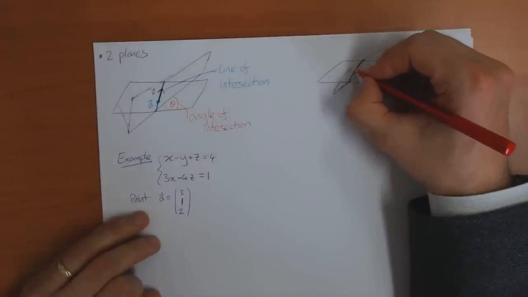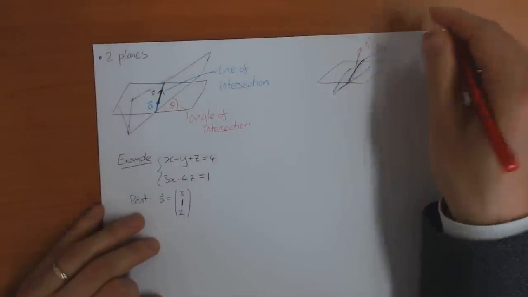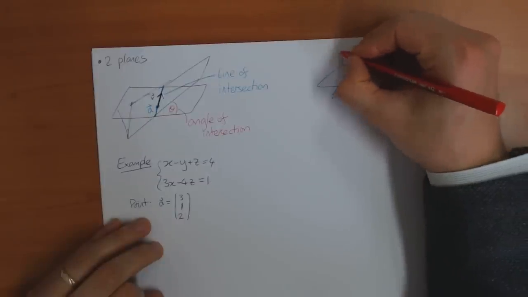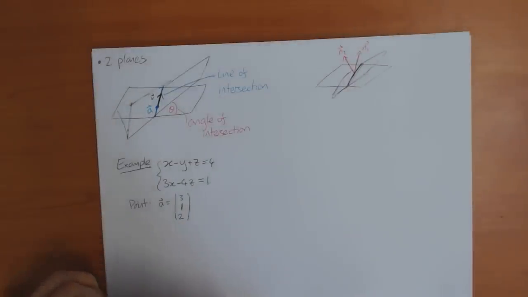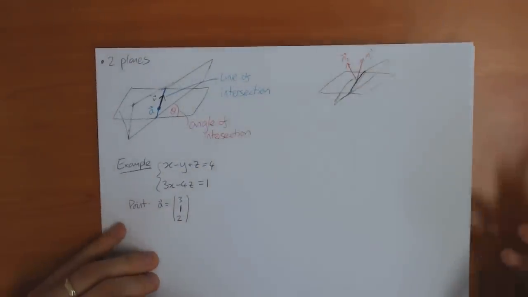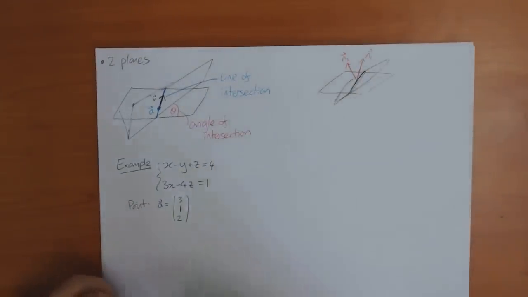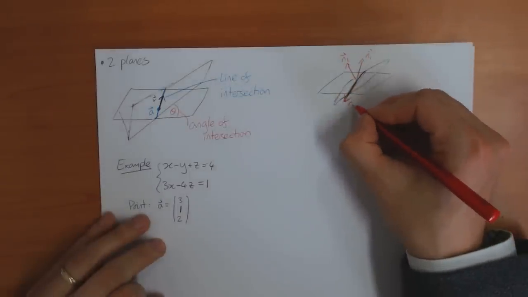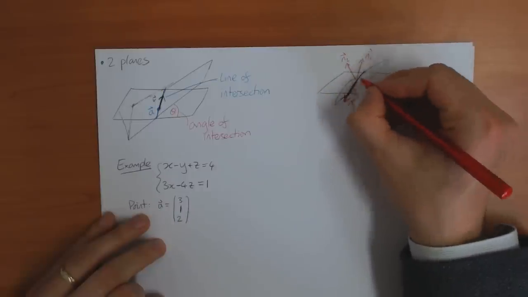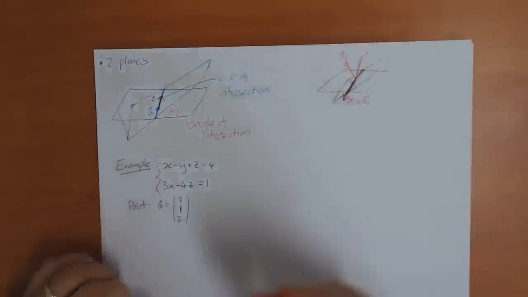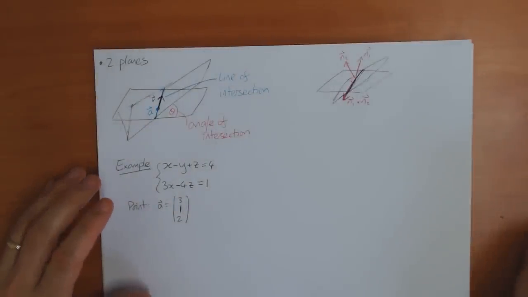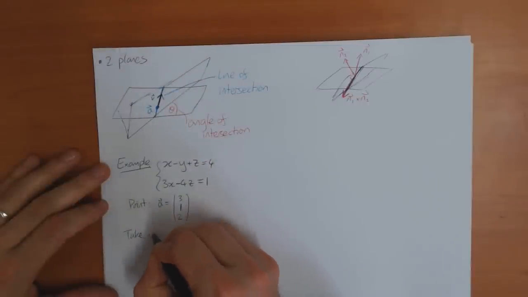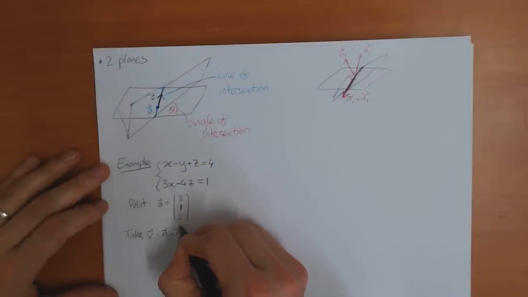This first plane, the horizontal one, has a normal pointing up like this. This is n1. The second plane, this one, has a normal which is pointing like this, n2. You can see if you take the cross product of the two normals, n1 cross n2, then you get a vector which is parallel to the line of intersection, because it must be perpendicular to both of these. So for the vector v pointing along the line, you can take v equal to the cross product of the two normal vectors of the planes.